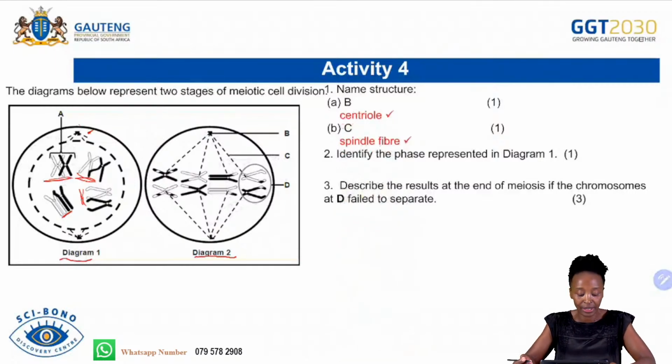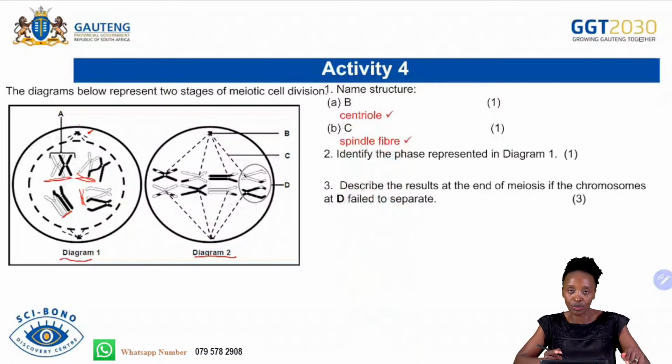Identify the phase represented in diagram 1. The phase in diagram 1 is prophase 1, and we did mention the reasons. So this question was done. If you did tune in last week, in last week's lesson of Life Sciences Meiosis Part 1, this question was done, but the last part of the question was not done because it links to what we've just completed today.